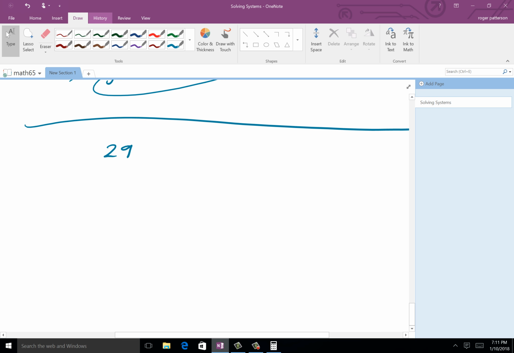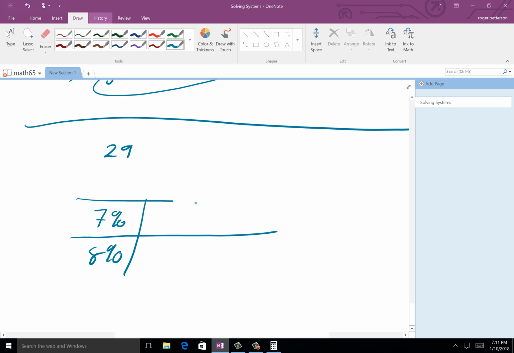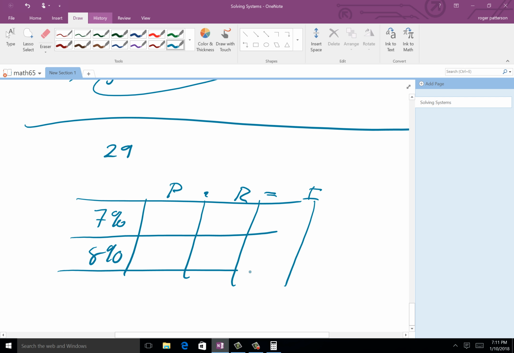So could someone just kind of read 29? I'm going to write this chart down here. It says you invest $20,000 in 2 accounts paying 7% and 8% annual interest. How much should be invested in each rate if the total interest earned for the year is to be $1,520? Begin by filling in the missing entry in the following table. Then use the fact that the interest for the 2 investments combined must be $1,520.